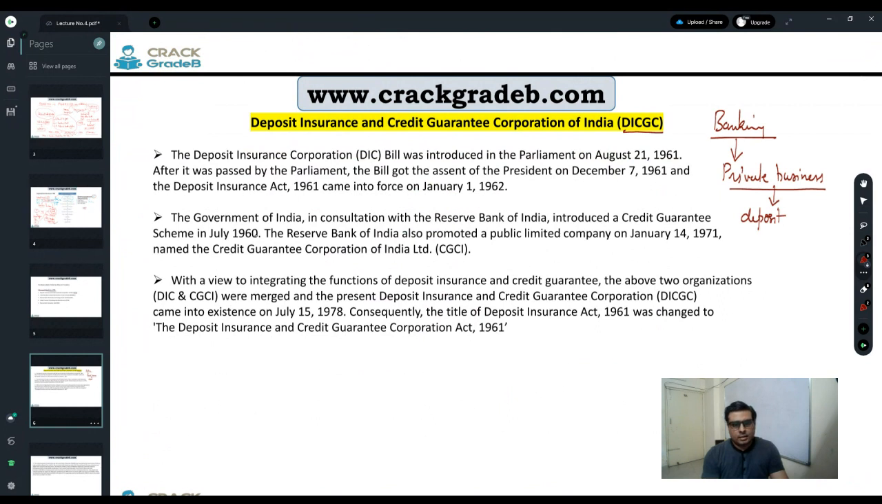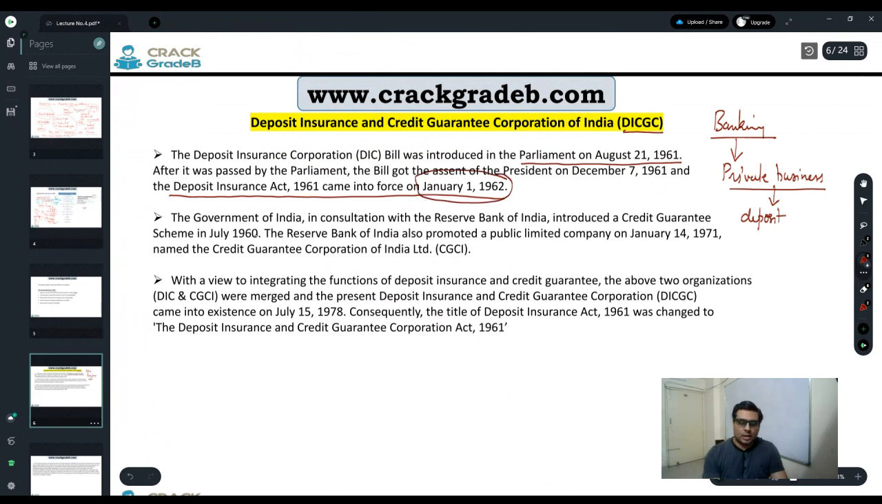So that is why the bill was introduced in the parliament by the government, and the bill was passed, and deposit insurance came into existence on 1st January 1962. So that was an organization which is for what?